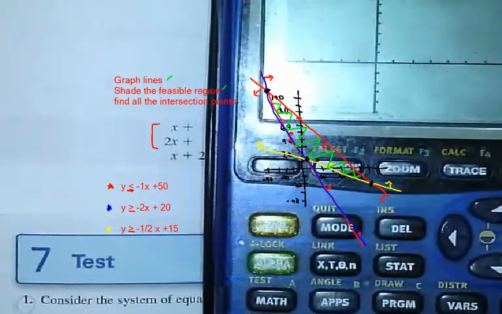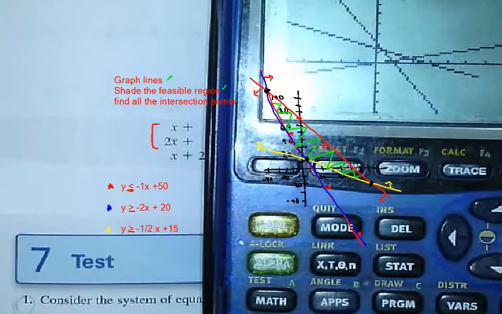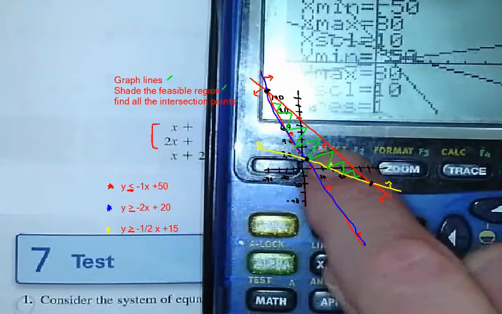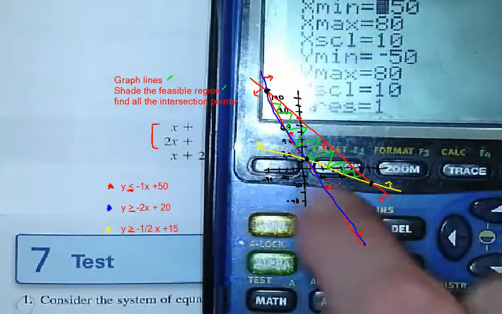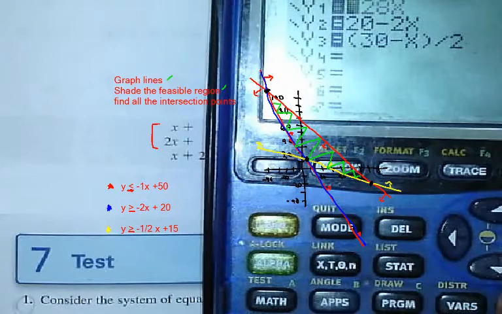Oh, here I graphed it on my calculator. And you can see it's the same picture. Whoa, what happened here? Did I zoom out or something? Oh, no, this is a different question. Right? This is a different question.